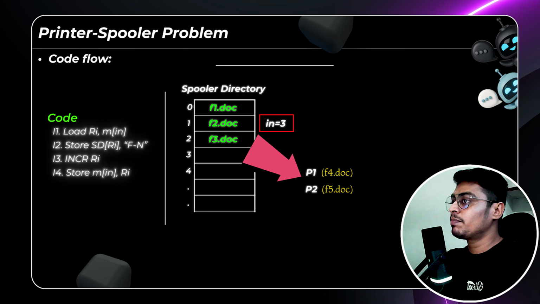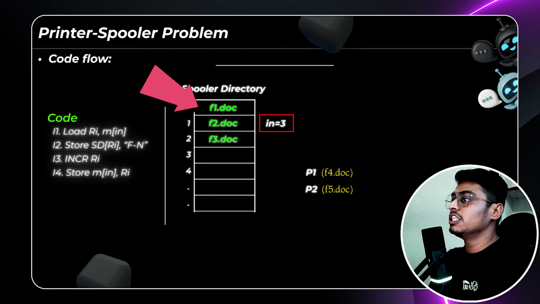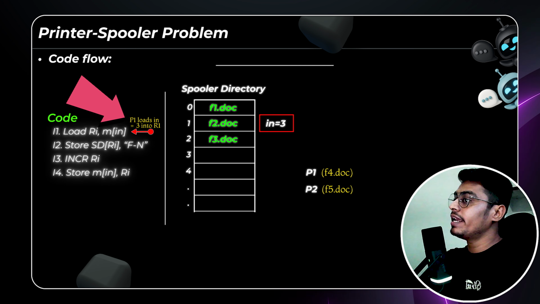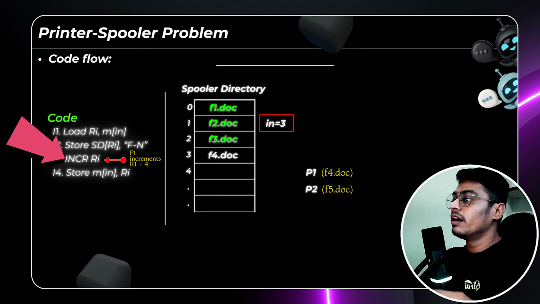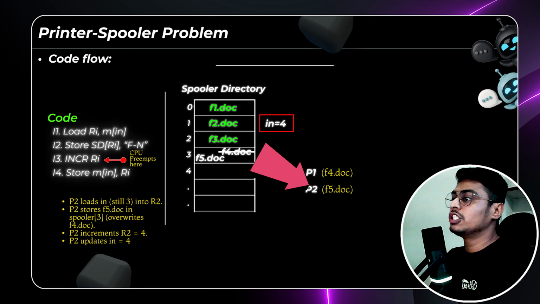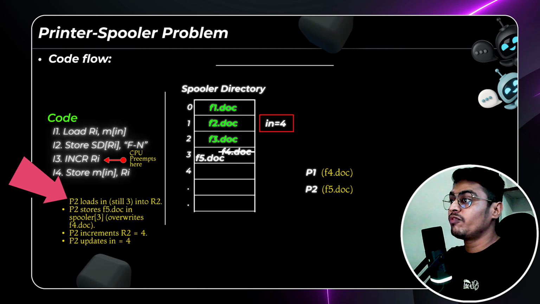Now with multiple processes, a race condition occurs when processes P1 and P2 both want to print simultaneously. In the initial state, the spooler contains f1.doc, f2.doc, f3.doc and in equals 3. P1 executes load in, which is 3, into R1, and stores f4.doc in spooler directory 3. Then P1 increments R1 to 4. Now P1 gets preempted before updating in. Now P2 executes load in, which is still 3. It has to be 4, but it is still 3 because P1 was preempted before storing.